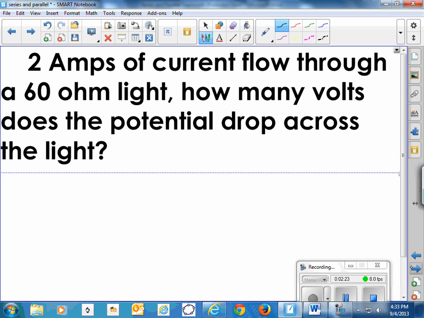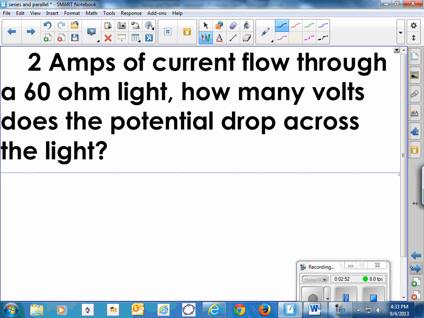So let's say you have 2 amps of current flow through a 60 ohm light. How many volts does the potential drop across the light? The potential is like, when we're talking about potential energy, something can drop. When we compare voltage to something falling, how far it falls, that's a good comparison.